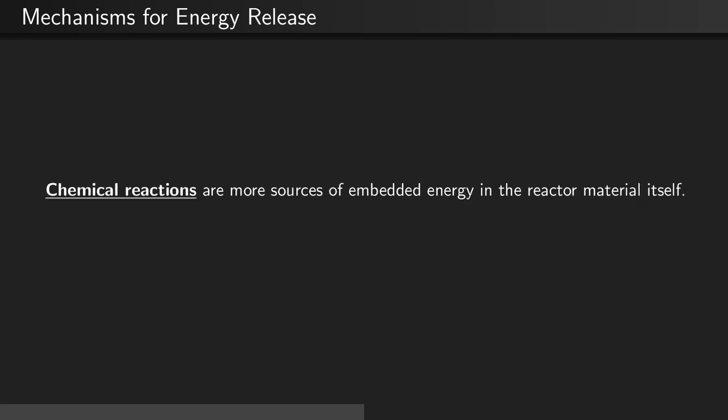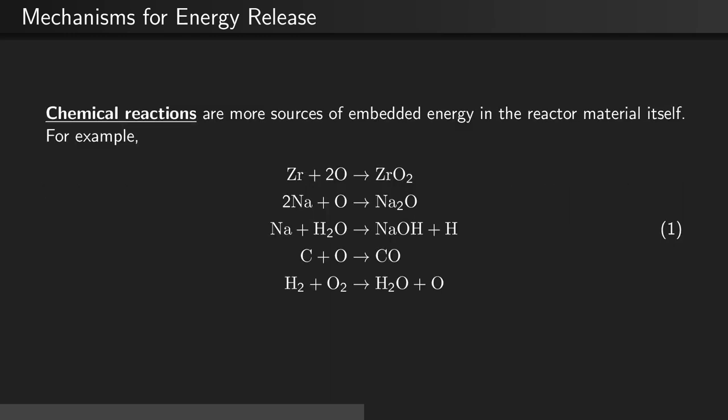Chemical reactions are further sources of embedded energy in the reactor material itself. For example, zirconium plus 2 oxygens can go to zirconium dioxide plus some energy, as well as the other chemical reactions that we see here, which also release energy.